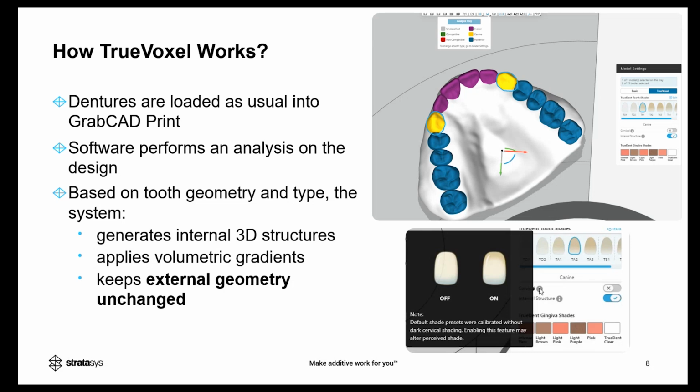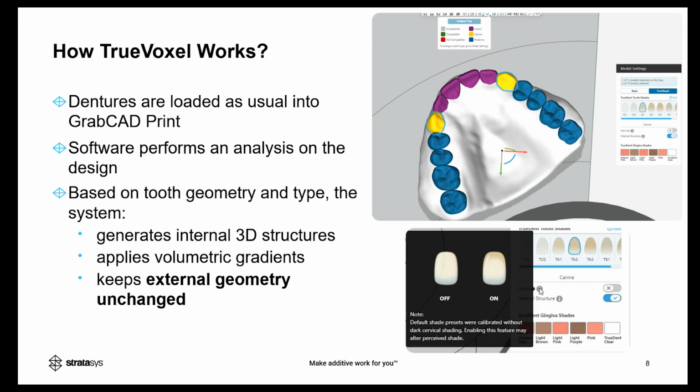Then once you choose to apply the True Voxel shades, we generate internal 3D structures in the tooth and apply the volumetric gradient to it, again, while keeping the external geometry intact and unchanged. The biggest requirement in regards to design at this point is that we need the teeth to be separate and not bridged. We need to identify the tooth type. This is part of the analysis.